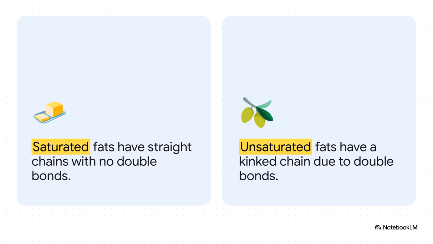But if you throw in just one double bond, you get an unsaturated fatty acid. That double bond literally creates a kink or a bend in the tail, which completely prevents them from packing tightly. This single molecular kink changes the physical properties entirely, turning it into a liquid oil.